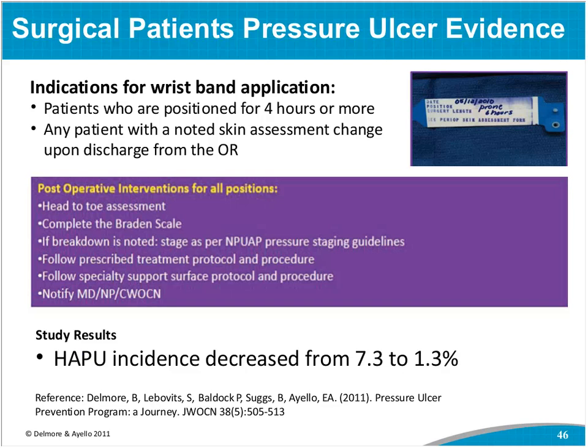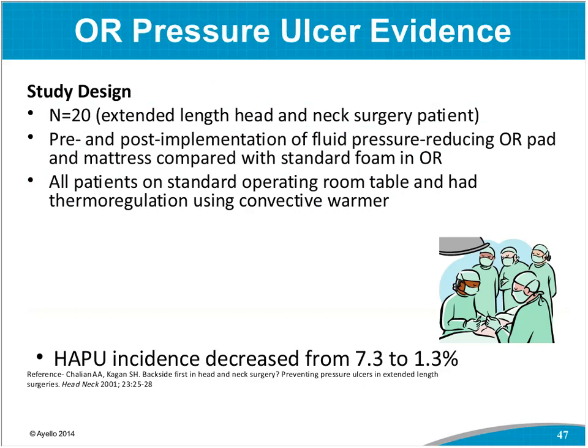It took 3 years, but we decreased hospital-acquired pressure ulcers from 7.3% to 1.3% just by adding that risk factor of 4 hours or more in the OR, prone position, and the wristband to alert people we need to be thinking pressure ulcer risk with these surgical patients.